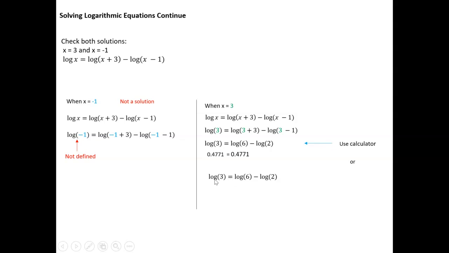So the left side is okay, but on the right side we have the same base, base 10. So we're going to condense it into a single log, which means we use the quotient property, 6 divided by 2. So 6 divided by 2 gives us 3. The left side and the right side both give us log of 3, which means 3 is the correct answer. Okay, so that's a solution.